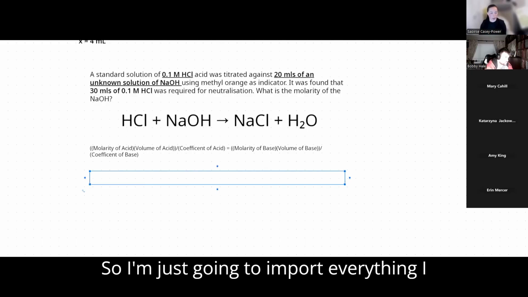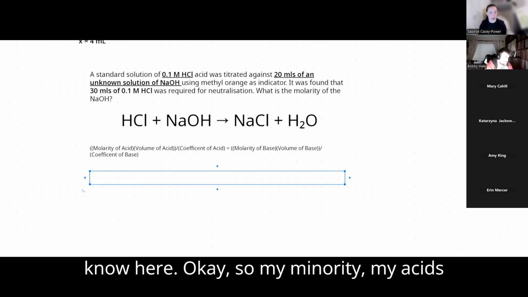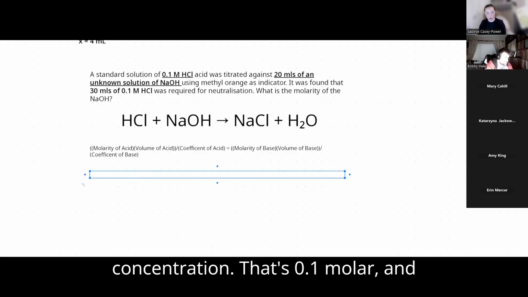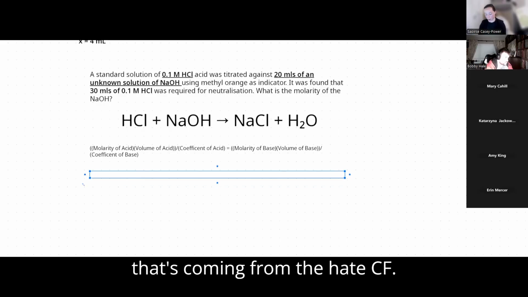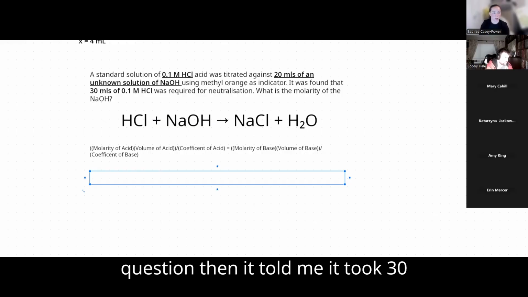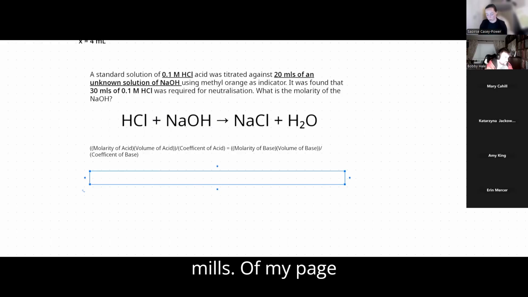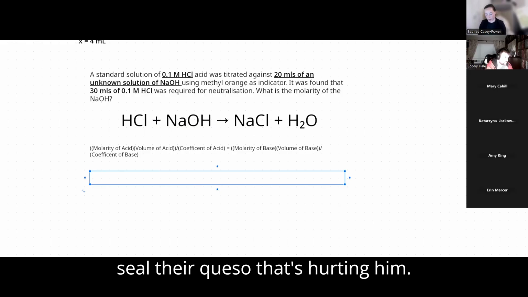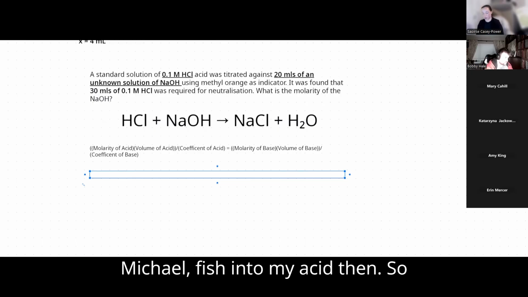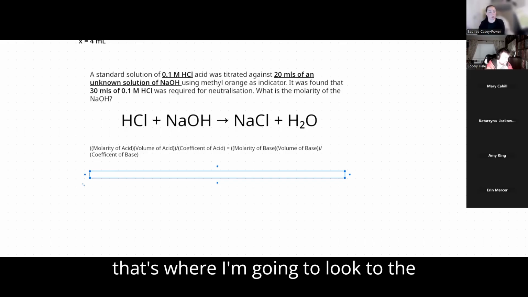So I'm just going to input everything I know here. My molarity of my acid that I use, so that's the known concentration, that's 0.1 molar, and that's coming from the HCl. In the question, it told me it took 30 ml of my HCl there. Okay, so that's 30 ml.